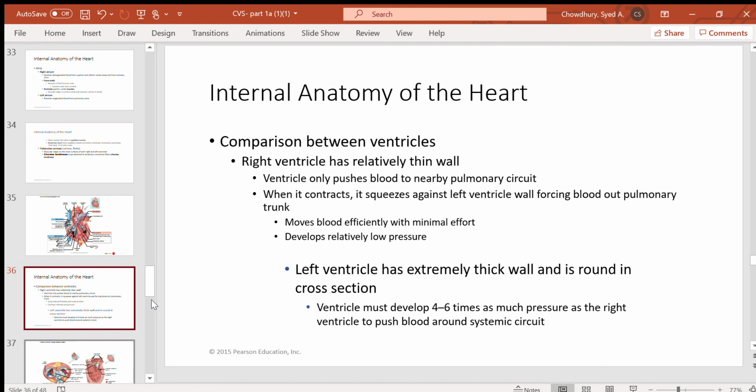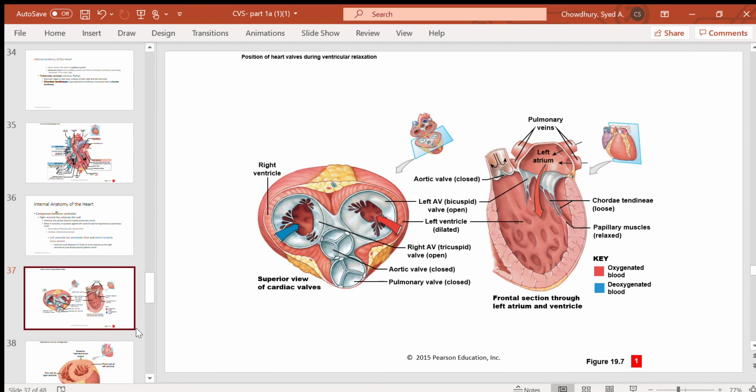We already talked about the thickness of the wall of the chambers. The atrial wall is thinner than the ventricular wall, and the left ventricular wall is thicker than the right ventricular wall, and I explained why.